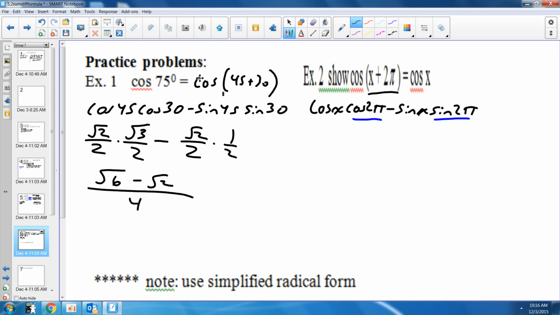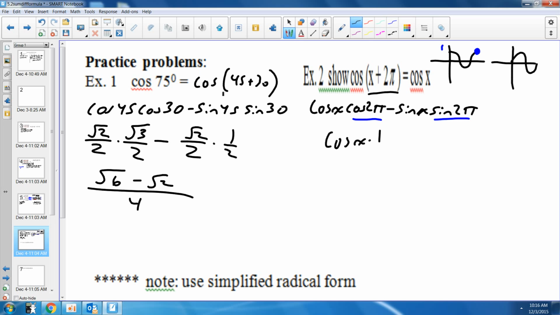Cosine 2 pi. What I want to do is draw the cosine graph, and I also want to draw the sine graph. So this becomes like that. The reason why I'm doing that is because I want to pick off those points. Well, what are those points? Let's see. Cosine of 2 pi is going to be right here. Therefore, that's equal to 1.